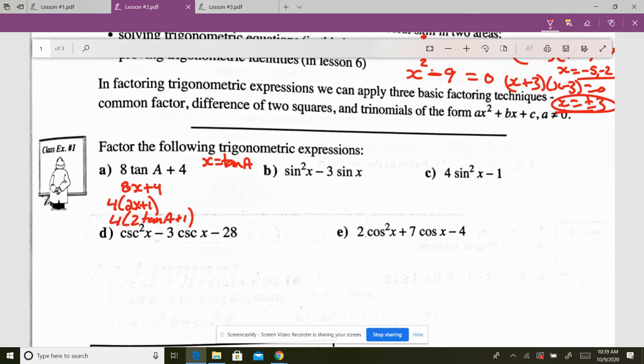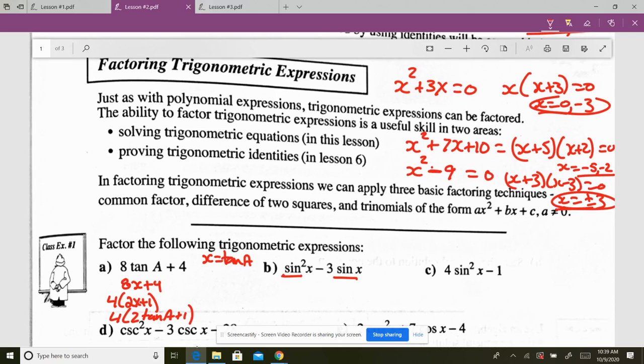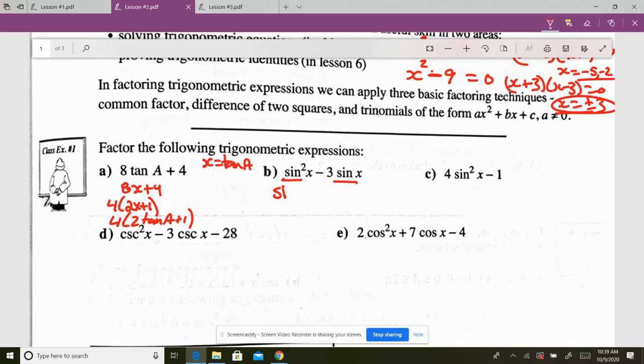Second one. Do you want to do it without substituting, or do you want to do it with a substitution? I'll do it both ways. So without the substitution, what does this squared mean here? How many sines are there? There's 2 of them. So if there's a sine there and a sine there, what can I take out? A sine. I can just pull out a sine of x, and I'm left with sine of x minus 3.